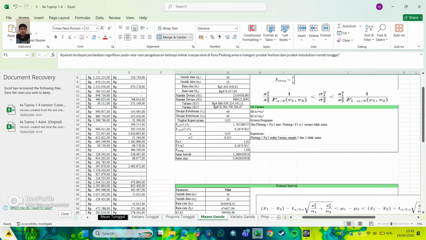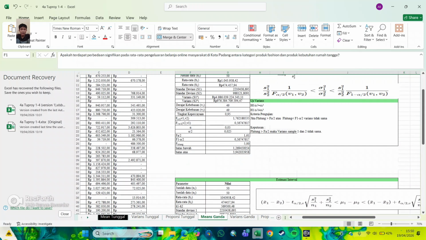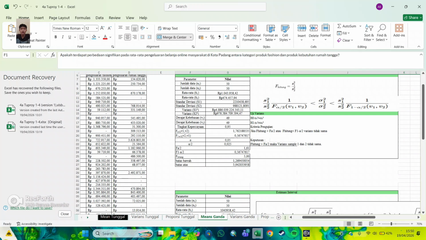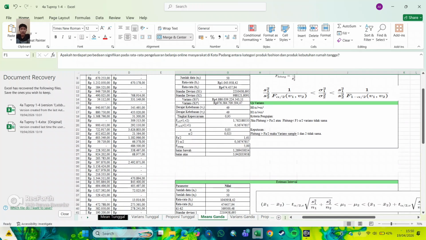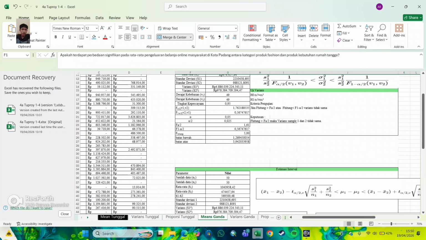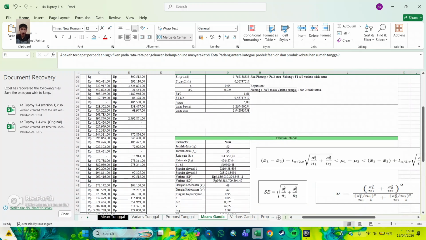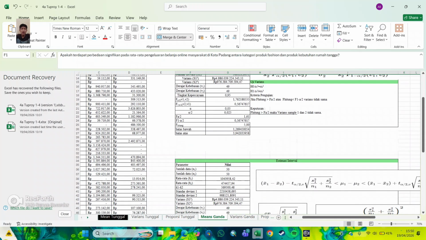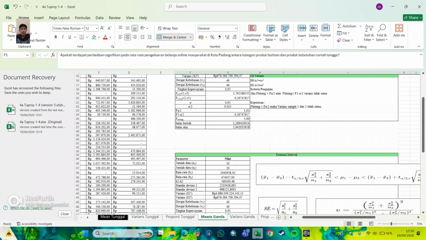To prove that, we should know the critical points. The critical point is F alpha over 2 (V1, V2). We substitute all the parameters we have, and we get 1.76. The next one is F of 1 minus alpha over 2 (V2, V1), and we get 0.56. Now, after we get these numbers, we compute the F count. The F count comes from this formula: F count equals S1 squared over S2 squared, where S1 is the standard deviation of sample 1 and S2 is the standard deviation of sample 2. We got the F count here as 5.